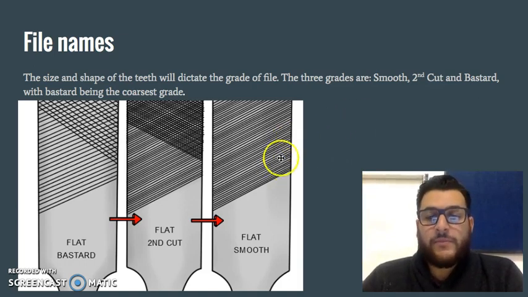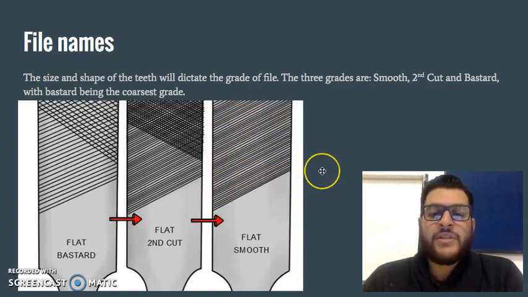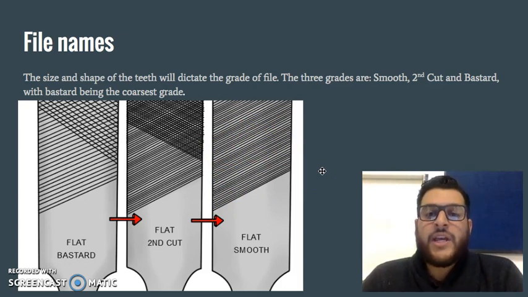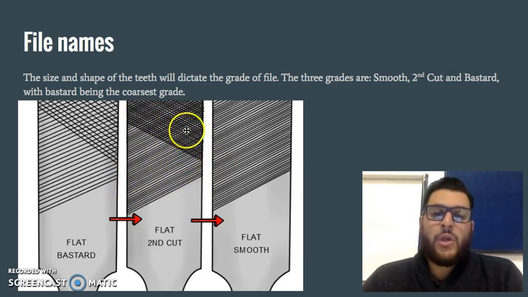As you can see here, the smooth file has really fine and really close teeth, and the reason for that is you're only taking off little bits of material at a time. Here you can see this flat second cut has the same as your flat smooth, but then has teeth going over the top, and that helps to take off just a little bit more than the smooth file. Then your flat bastard file, you can see the teeth are really far apart compared to the other two, and that allows it to take off lots of material at once.